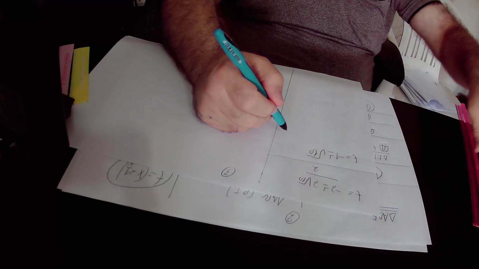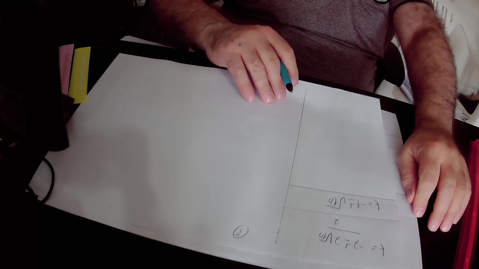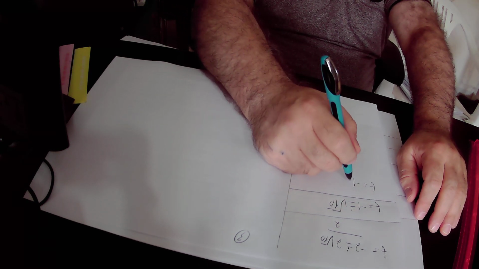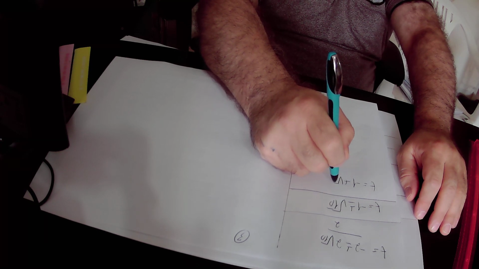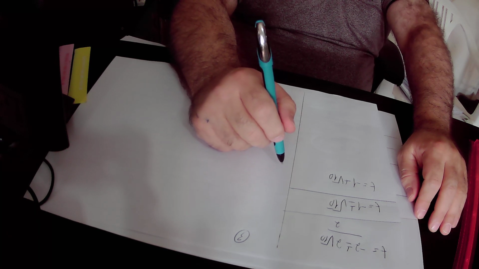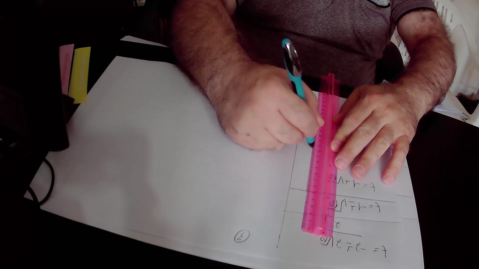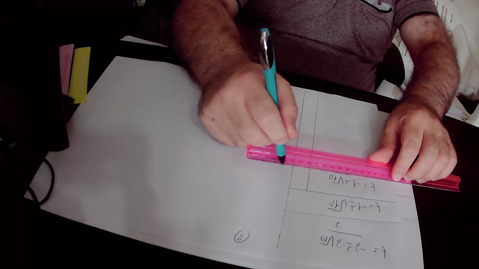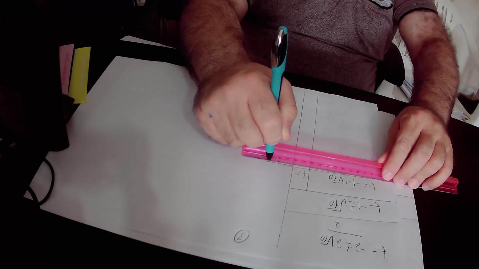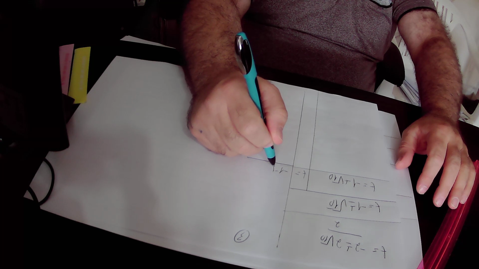So here we have two possible solutions. The first solution to the quadratic equation is that t equals to minus 1 plus square root of 10, and the second solution is t equals to minus 1 minus square root of 10.